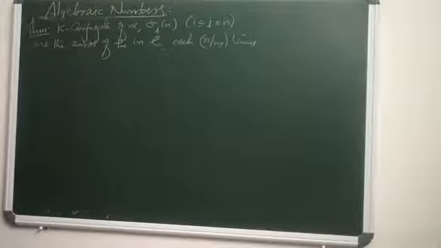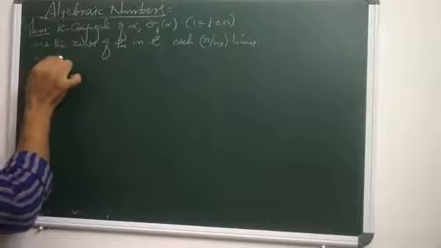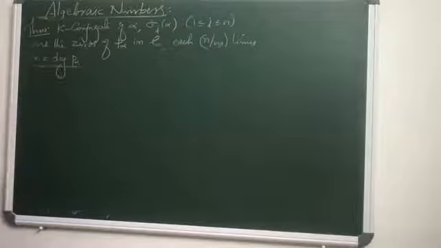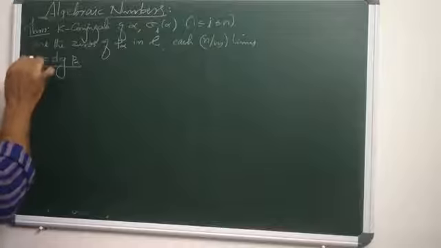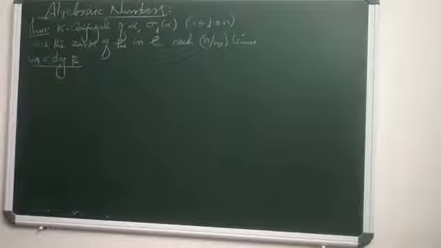N by m times, where what is n? N is the degree of this minimal polynomial, n equals degree of p alpha. So, m equals, not n, sorry, m be the degree of p alpha and n be the degree of the number field, m is a divisor of n. This is our another theorem.